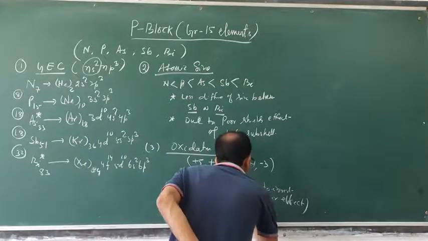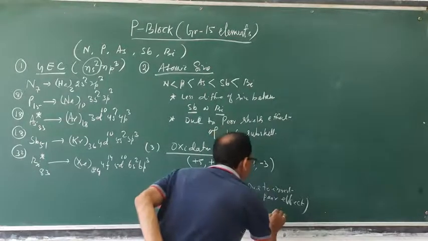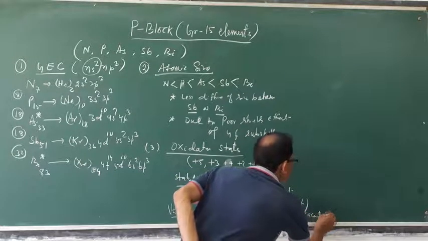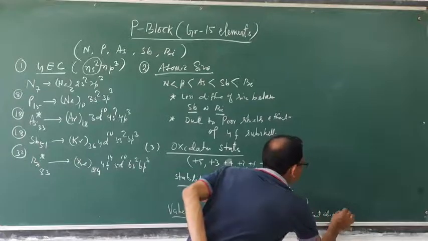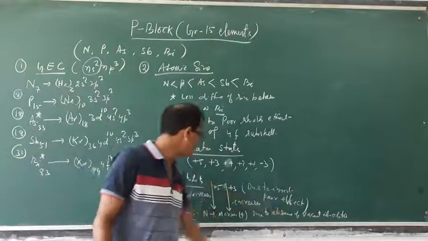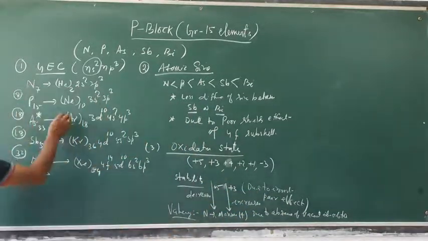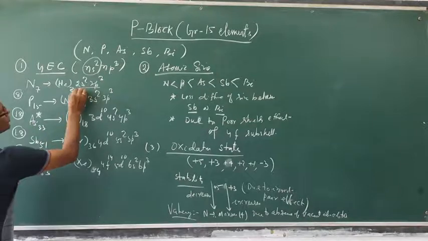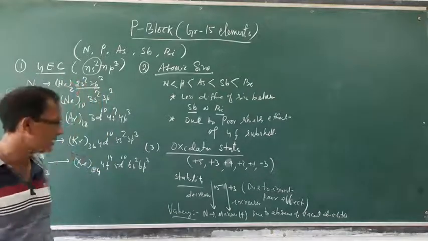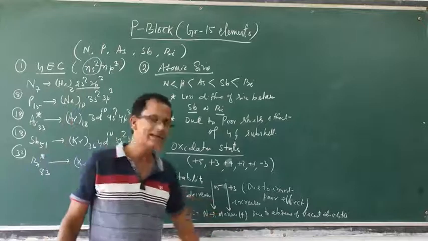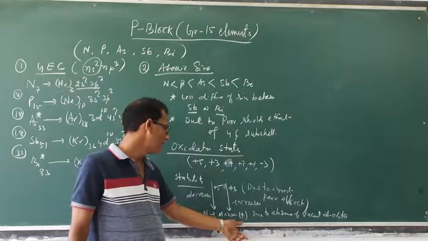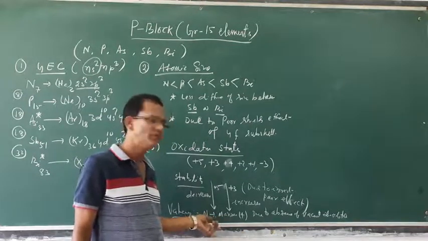Due to the absence of a vacant d orbital. This is very important, remember. Nitrogen has no d subshell, because the second shell has no d subshell. As it has no vacant d orbital, it cannot show higher covalency. Maximum covalency is 4. This is a very important point of the nitrogen family.